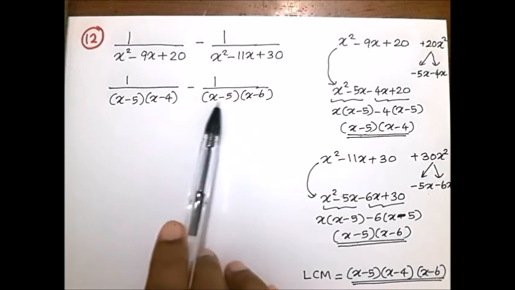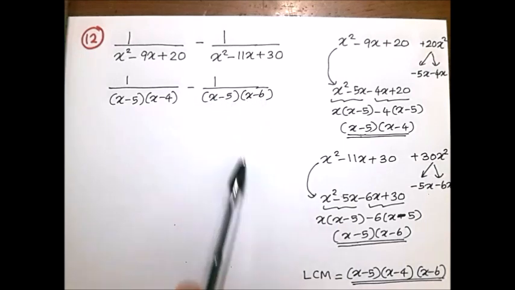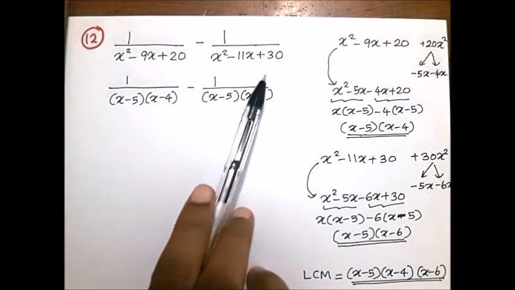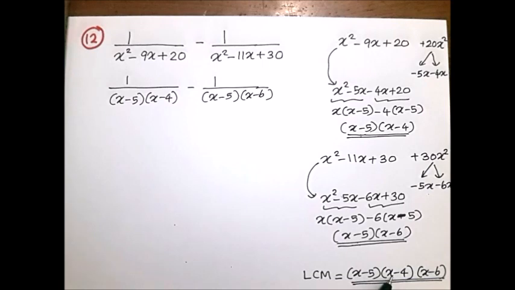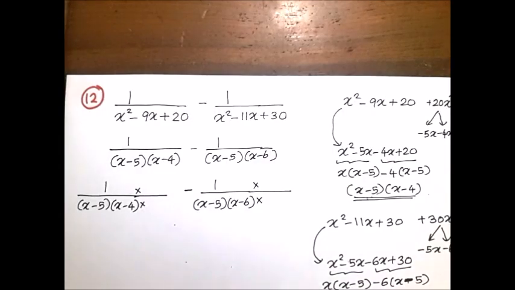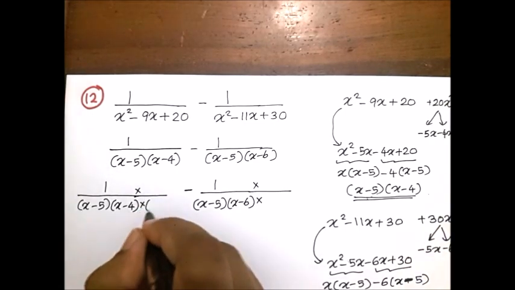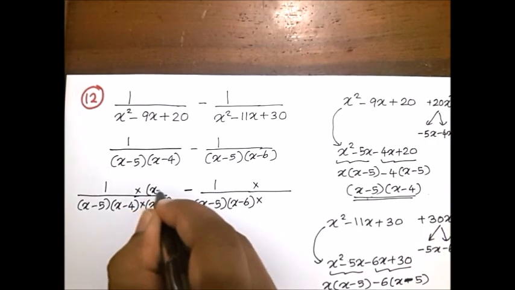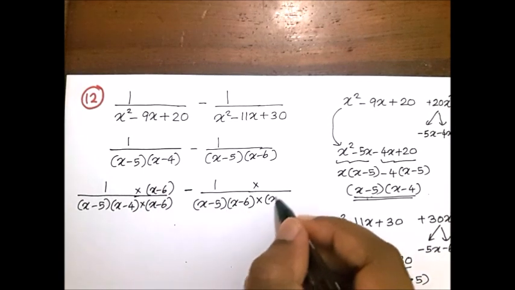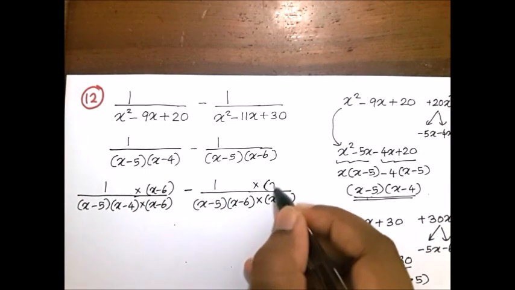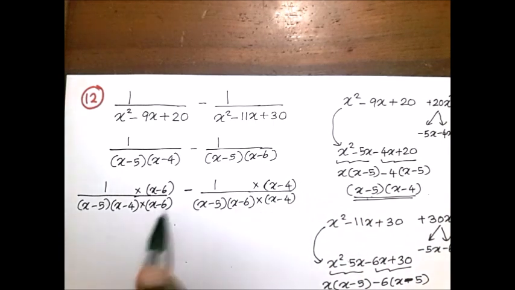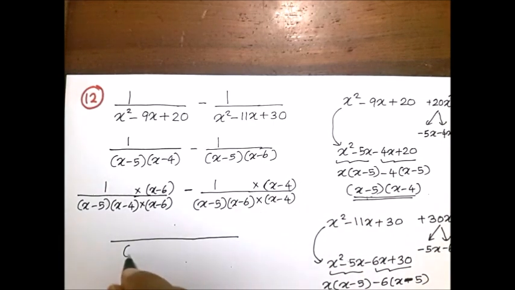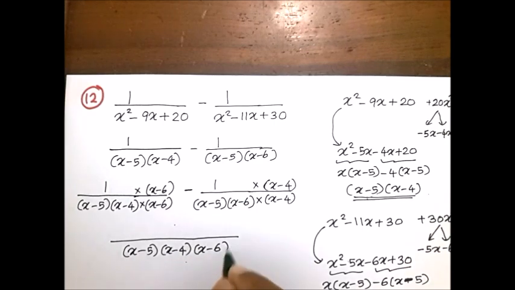Here the denominator is x minus 5 and x minus 6. What is the extra term here? It is x minus 4. So you have to multiply both numerator and denominator by this extra term x minus 4. Multiply this one by x minus 6. Multiply this one by x minus 4. Now you can take this as the common denominator. It is x minus 5 times x minus 4 times x minus 6.